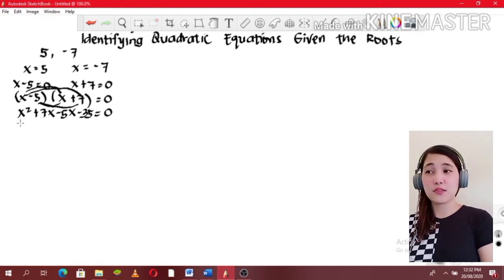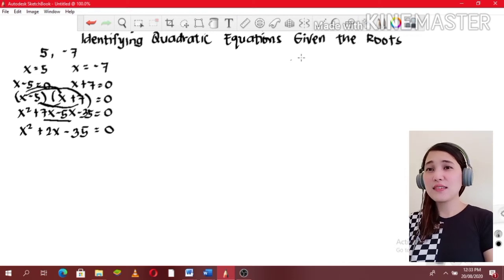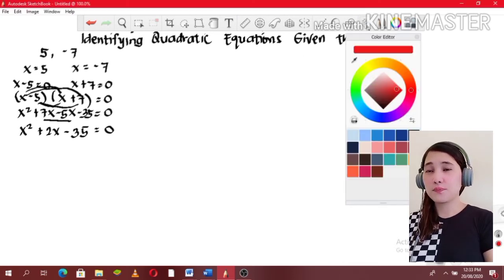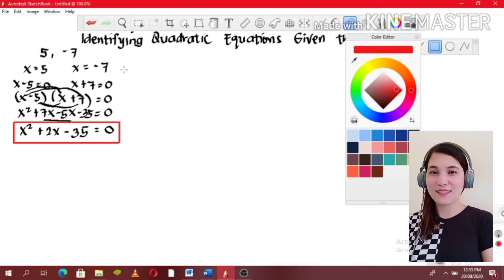So, walang ka-like term ang x squared, so we will just copy it. And then 7x minus 5x. These two are like terms, so combine them. 7x minus 5x is 2x. And then, we just copy the constant, -35, kasi mag-isa lang naman siya. Okay? So, this is now the quadratic equation. Okay, this is the quadratic equation that has roots 5 and -7.